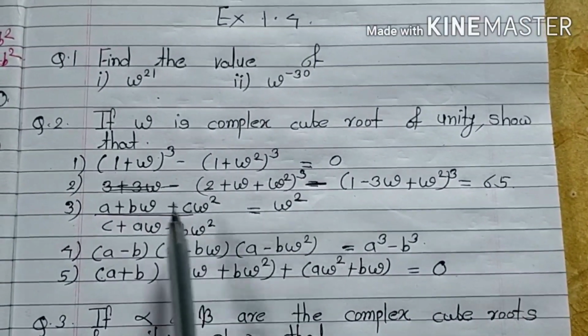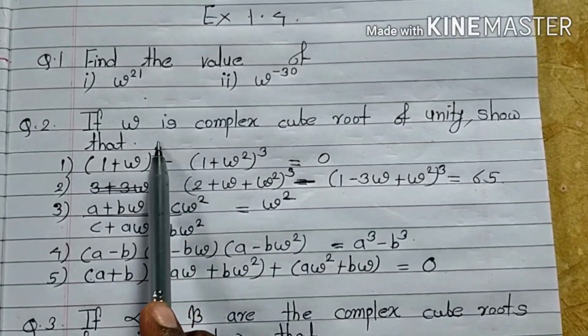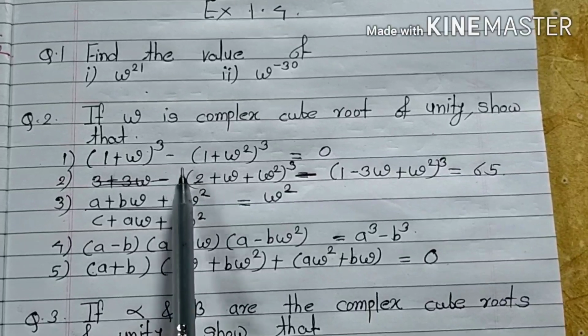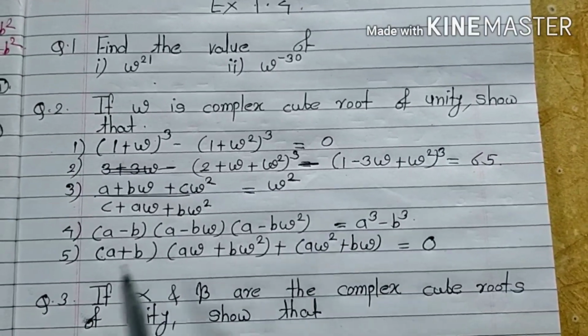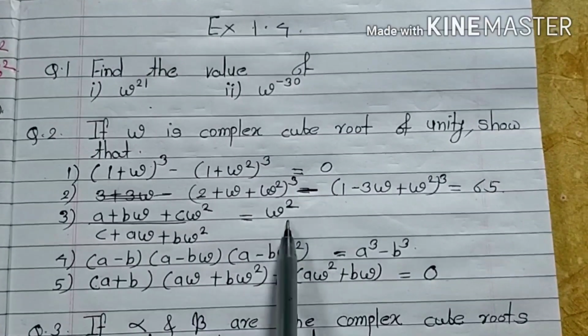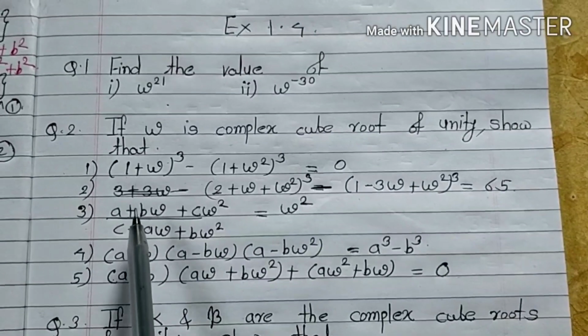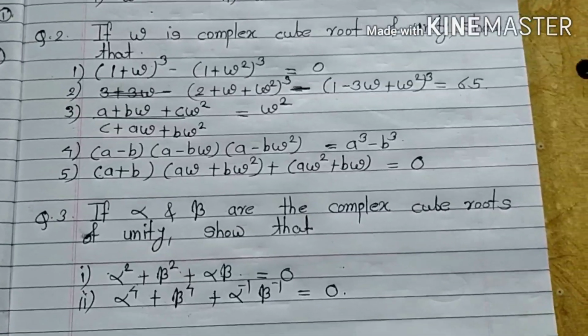This can be proved by taking LHS equal to RHS, and here given that omega is a complex cube root of unity, so omega cube equals 1 and 1 plus omega plus omega square is equal to 0. By taking these two properties, you can solve or prove these questions. Now next, question number 3.